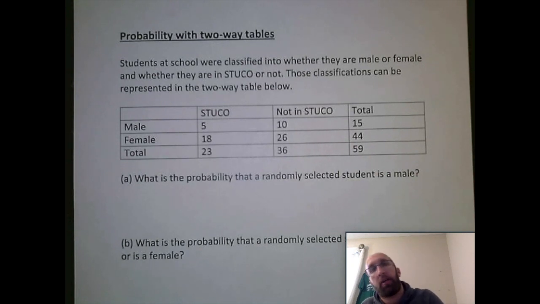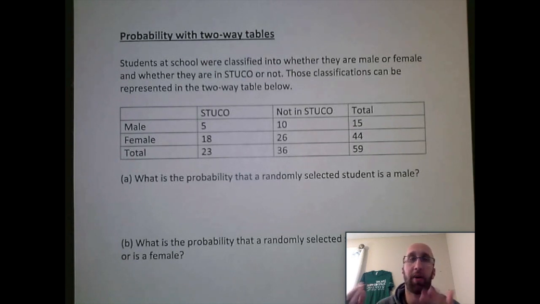What's happening, guys? In this video, we're going to focus on doing probability with two-way tables. Now, I didn't make a video on how to create a two-way table because more often than not, they are given to you. So I'll talk about how the setup is, and then we'll knock out a few probability questions using it. So, students at a school were classified into whether they are male or female and whether they are in Stuco or not. Those classifications can be represented in a two-way table below.